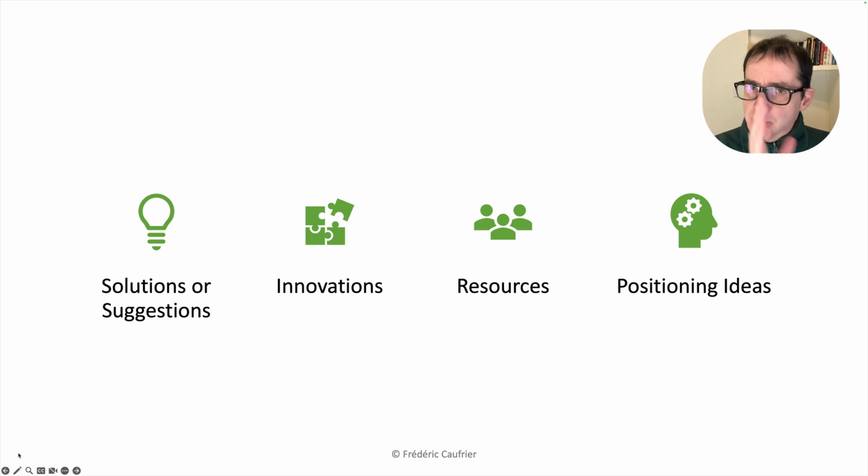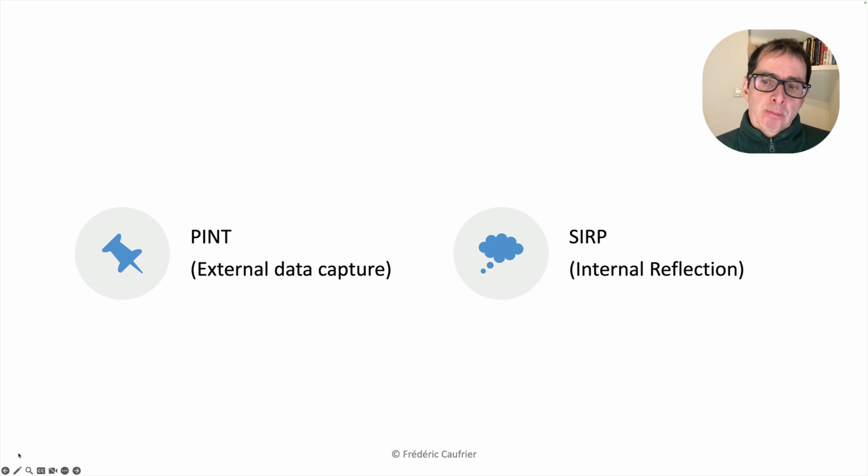So by having a PINT analysis, linking it up with a SIRP, like internal reflection, helps you very much to map the external data with internal reflection and the action you will take on top of that. The PINT framework comes from a book from Tim Clark, Bruce Hazen and Yves Pigneur, Business Model for Teams. So feel free to look into that if that interests you.